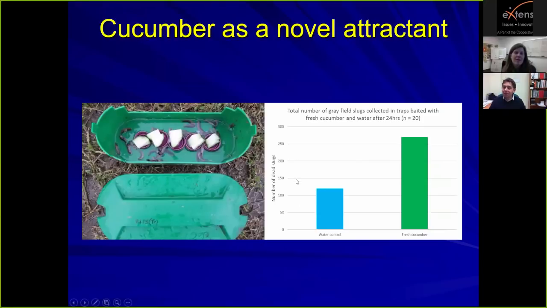Thankfully, as you can see from the graph here, the wild slugs were certainly attracted to the cucumber. We collected over twice as many grey field slugs in the cucumber traps compared to the water control traps. In this trap, we deployed it at about 8 p.m. at night. We came back the next morning at 6 a.m. and you can see there were 5 mature grey field slugs floating around in the bottom of the trap.